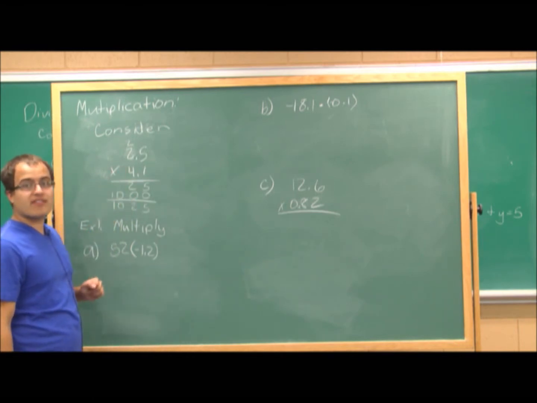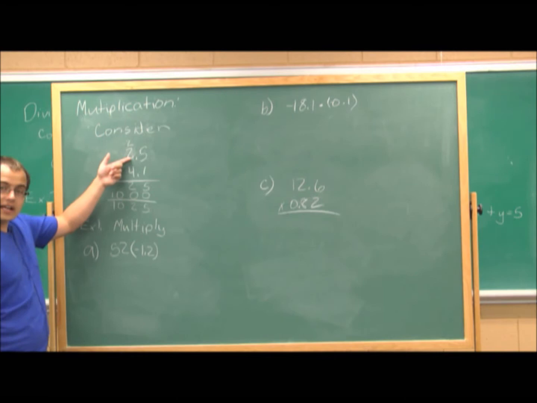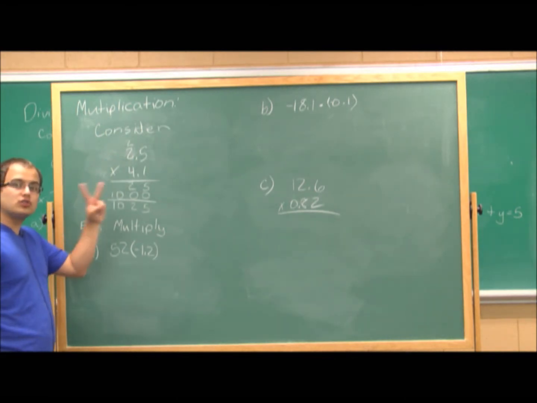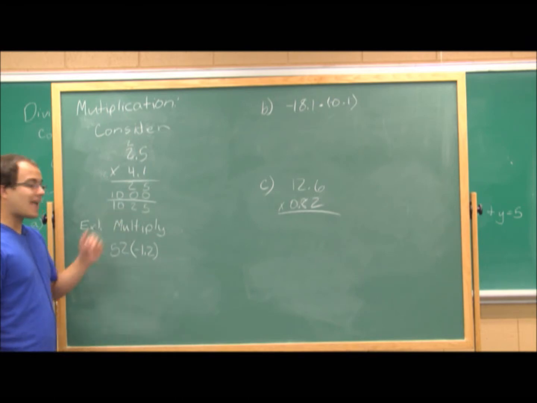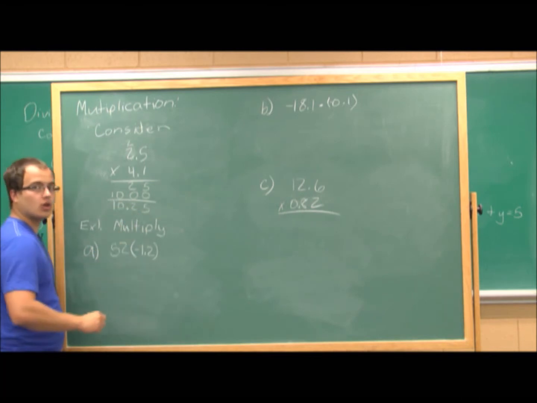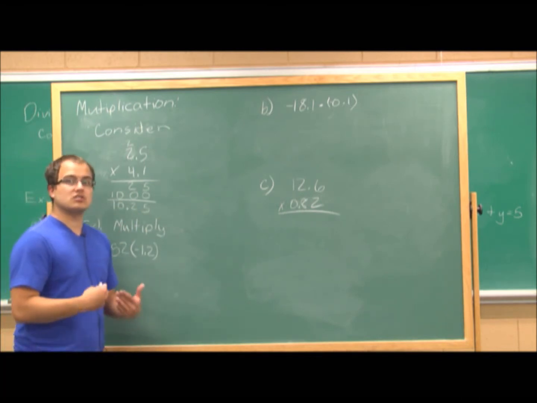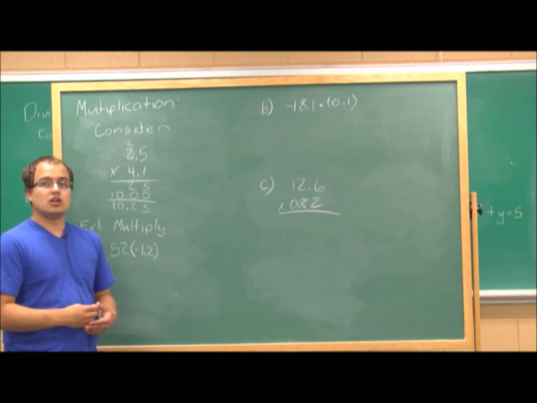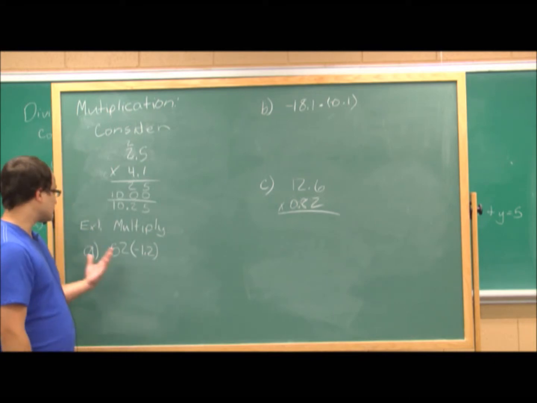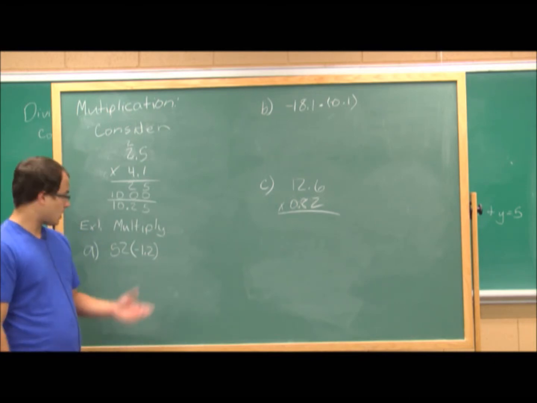Now, if I look at my factors, I had 1 decimal place here and 1 decimal place there, giving me a total of 2 decimal places. So my answer should have 2 decimal places. So 1, 2. So that's the difference between addition, subtraction, and multiplication. You don't line up decimal places, you have the same number of decimal places. Now on to example 1, multiply.